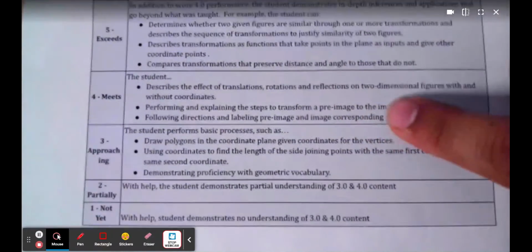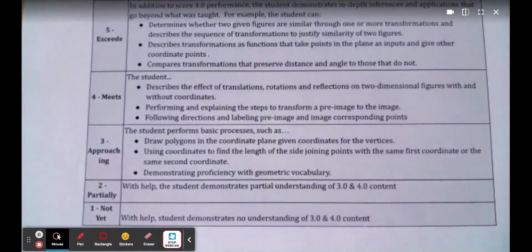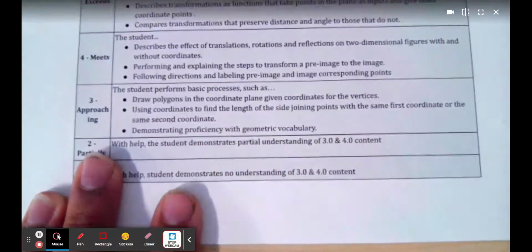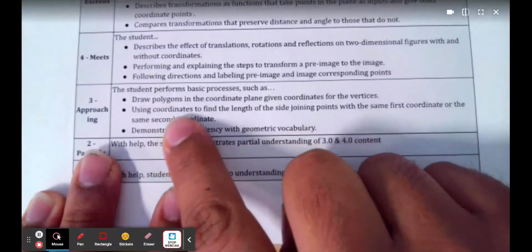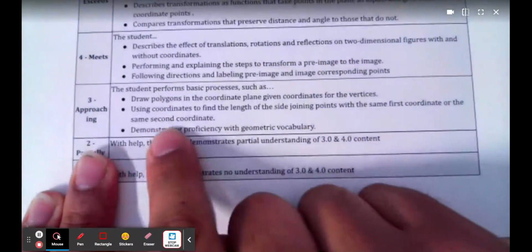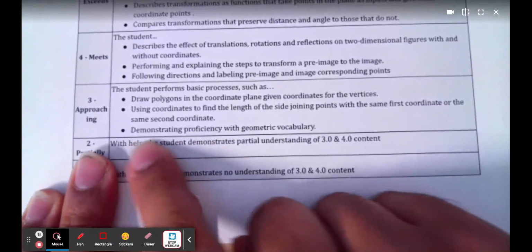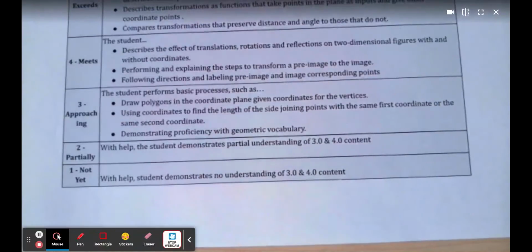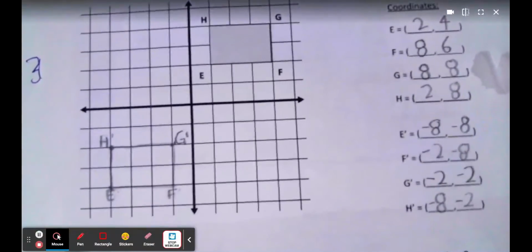A 3 is demonstrating things that are leading up to that point. In this case, that's things like drawing polygons in the coordinate plane given coordinates for their vertices, using coordinates to find the length of sides joining points with the same first coordinate or the same second coordinate, and demonstrating proficiency with geometry vocabulary. So an example of a 3-point question might be something like this.